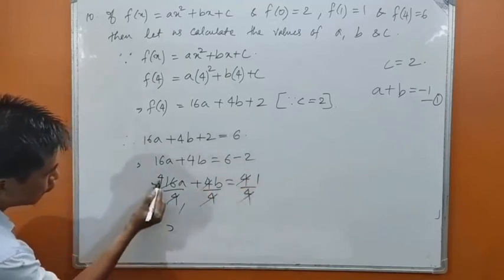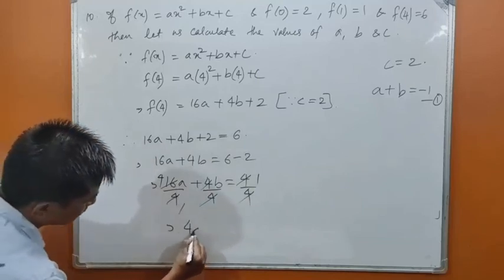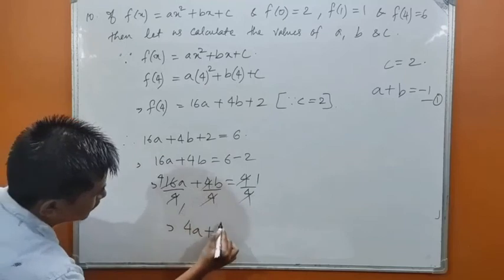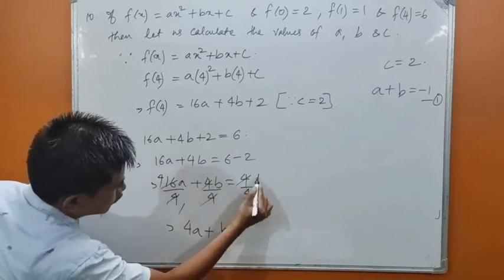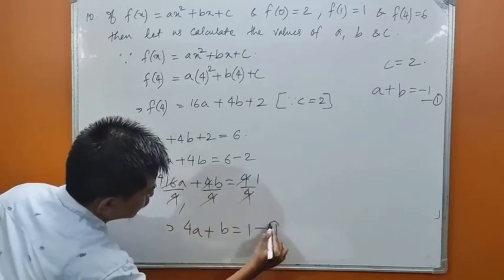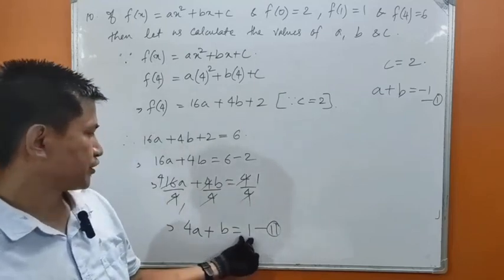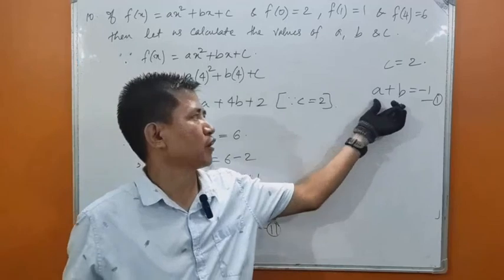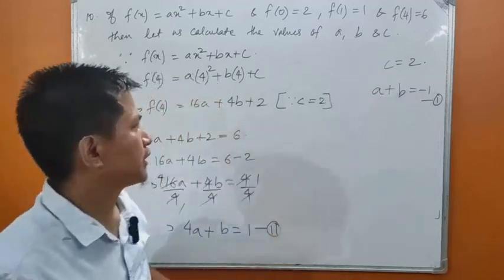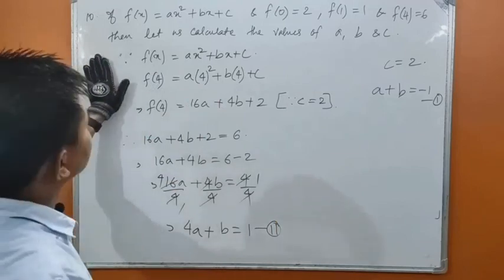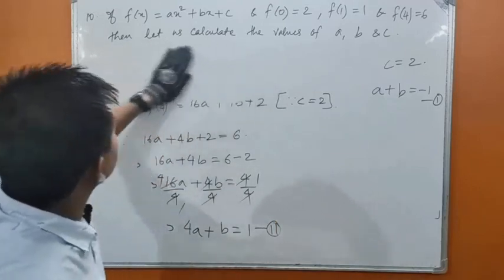Now 4 into a is 4a, plus we have only 1 here, 1 into b is b, equal to 1. This is equation 2. So 4a plus b equals 1. This is equation 2, and equation 1 we already have, a plus b equals minus 1. Let us solve equation 1 and 2 and find the value of a and b. Let me erase this now, it's of no use.